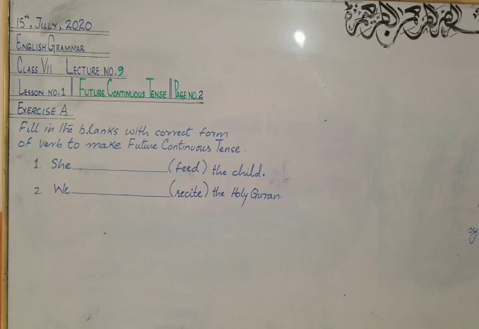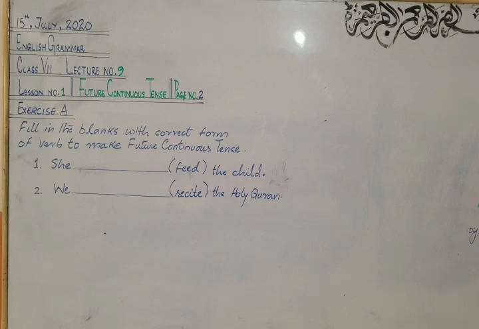The first exercise we have exercise A, that is fill in the blanks with correct form of verb to make future continuous tense. बेटा ये fill in the blanks दिया हुआ है और इसमें हमें verb की फर्स्ट फॉर्म दी हुई है, बेस फॉर्म दी हुई है, और हमें सही वर्ब को यूज़ करते हुए, हेल्पिंग वर्ब को यूज़ करते हुए इसे फ्यूचर कंटिन्यूस टेंस बनाना है.